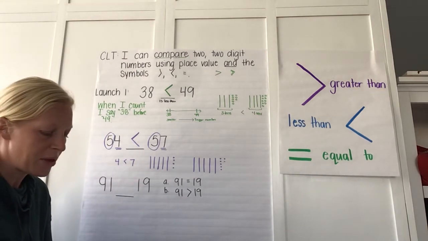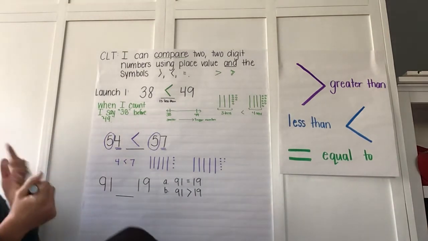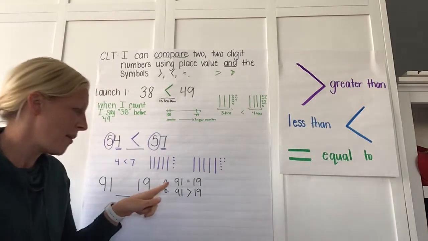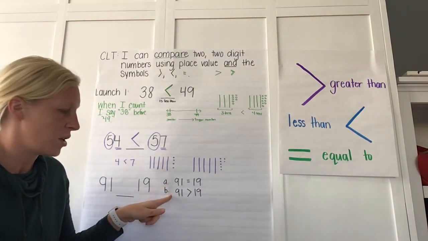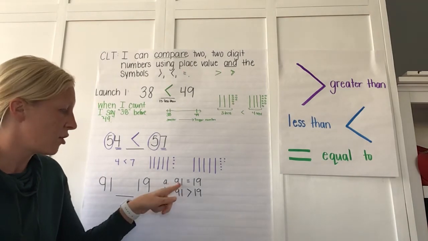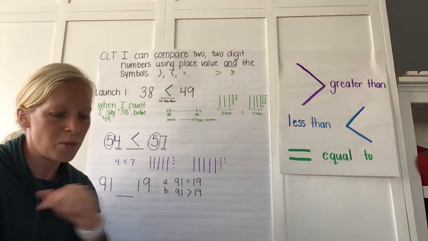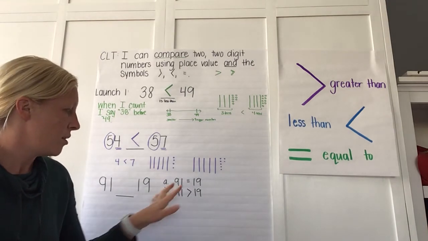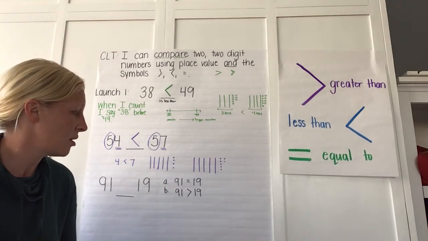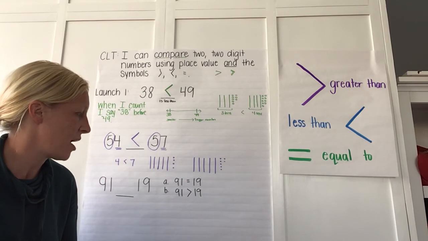All right, talk me through this, friends. We have about half of us think that this is true, and half of us think this one is true. Talk me through this one. Tell me what that looks like. They have the same digits, so they are the same.